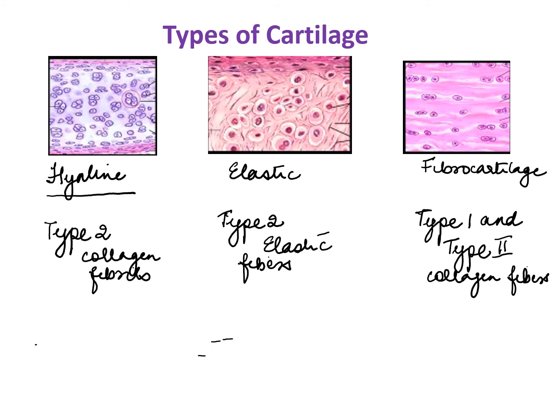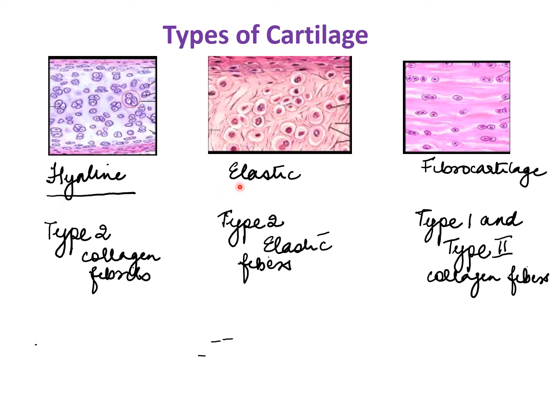Wherever we want to resist compression, provide cushioning effect, wherever you want structural support, that is the place where hyaline cartilage is going to be present. So it makes up the costal cartilages, it makes up the articular cartilage which is present, it forms the epiphyseal plates, it forms the skeletal framework of some parts of the larynx, for example, the thyroid cartilage, the cricoid cartilage, and the nasal cartilages are all hyaline in nature.